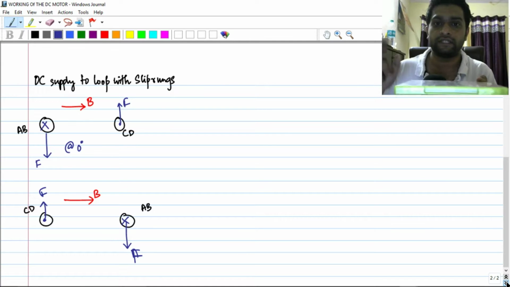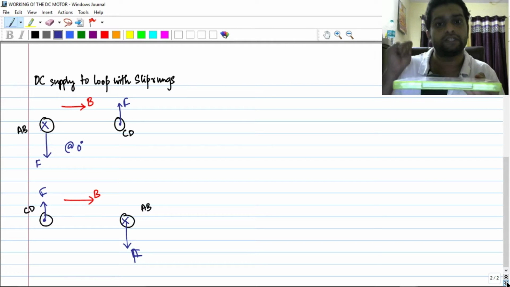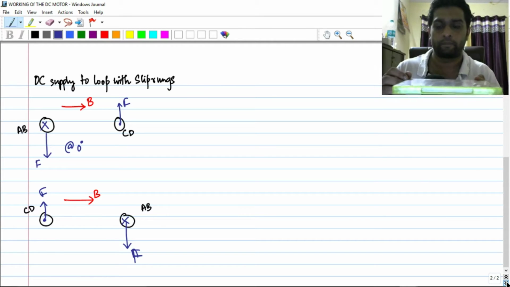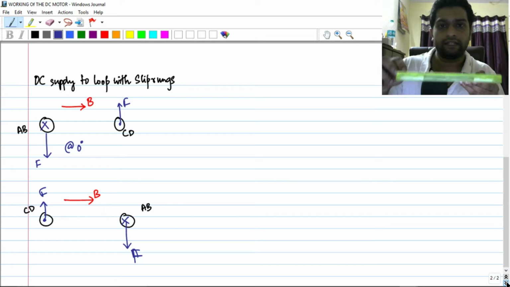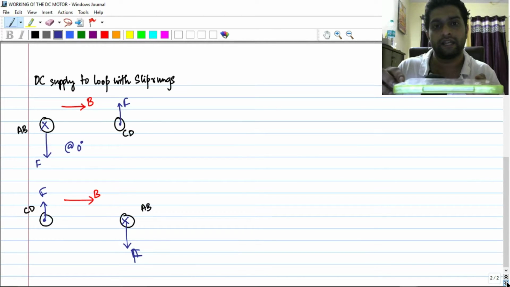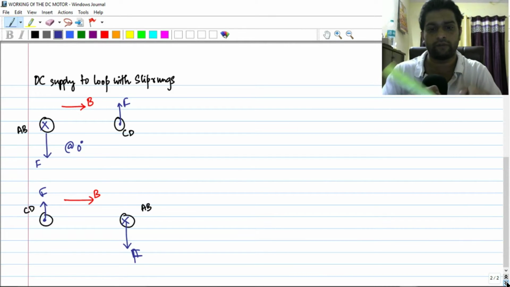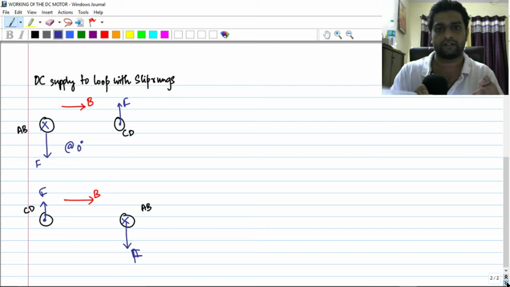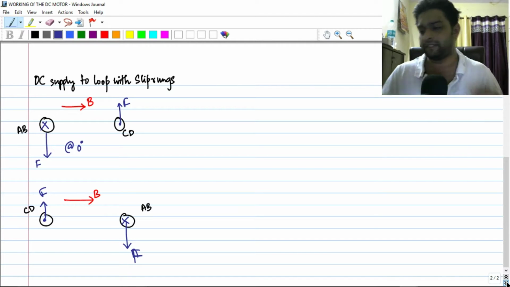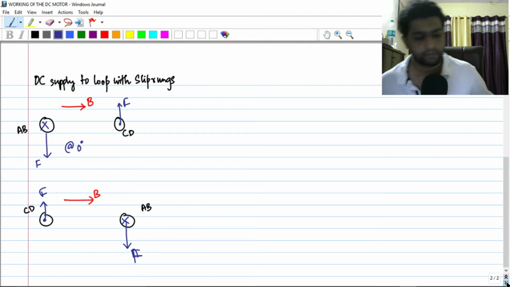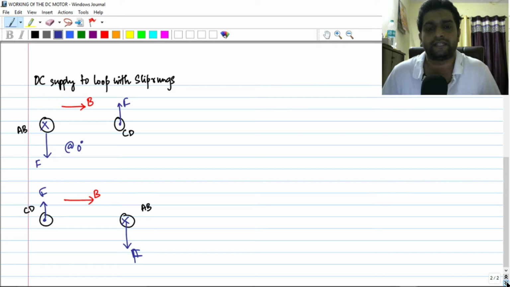Why? Because it is connected to the slip ring, and through the slip ring AB is always connected to the positive terminal, as per the previous video. So the current is in the same direction. Because it is the same direction, it again experiences a downward force and it comes back to its original position. Again it experiences downward force, new position, old position. So the loop is not able to complete its rotation, but it is experiencing something which is called a torque reversal.